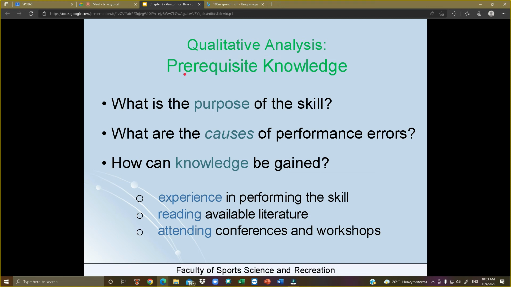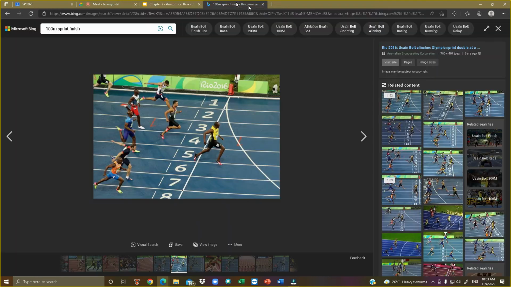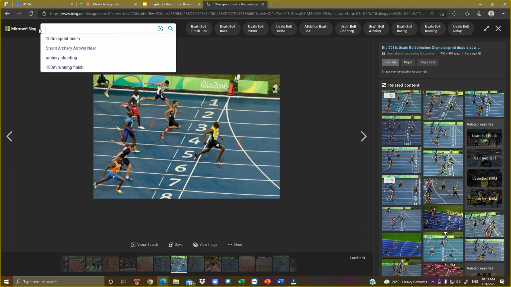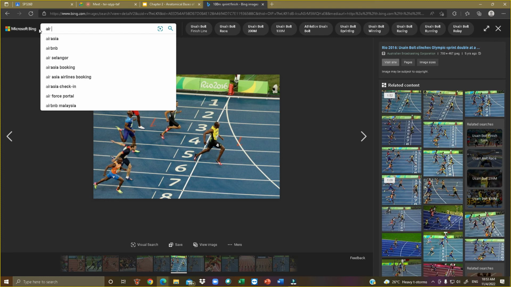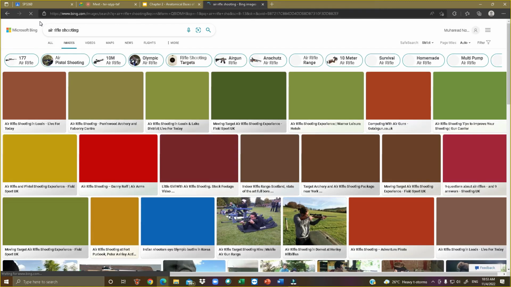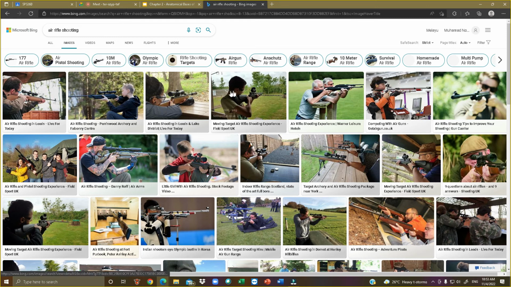So for qualitative analysis, this is the prerequisite knowledge. Before you conduct any analysis, this is what you need to have. One, purpose. What purpose? Okay, for example, we take air rifle shooting. From here, we want to know the purpose. What is the purpose of our analysis? Do we want to see if his hand shakes?